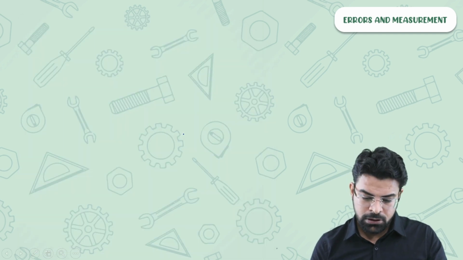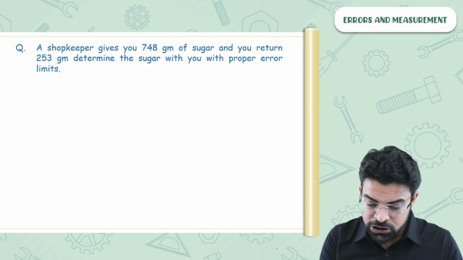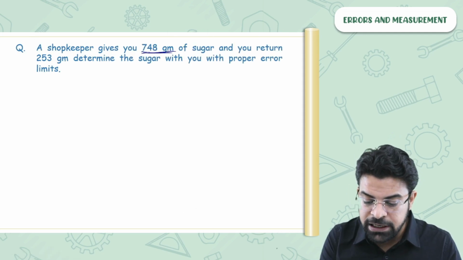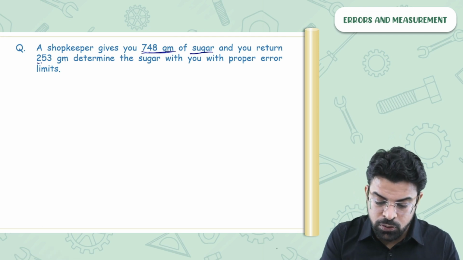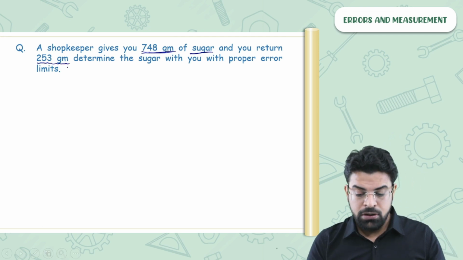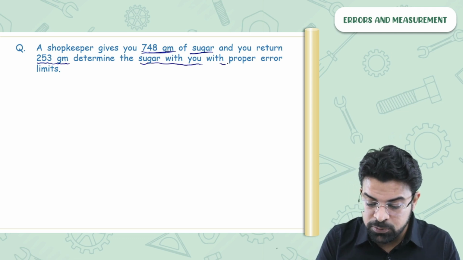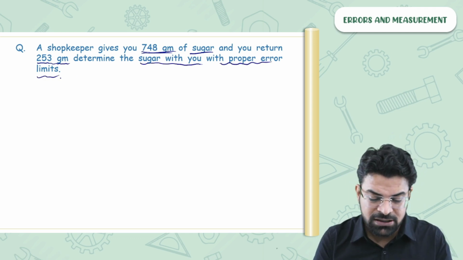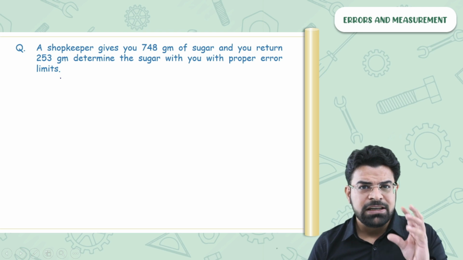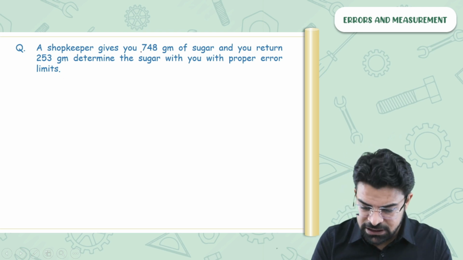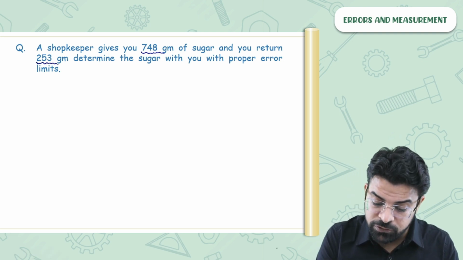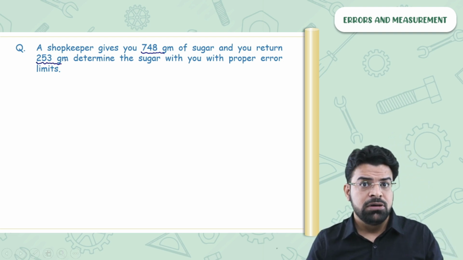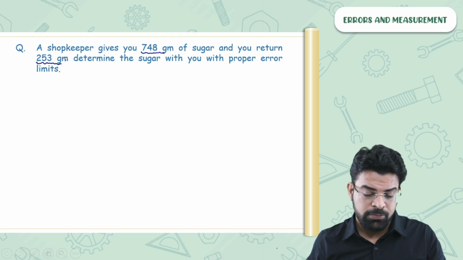Okay, let's do an example to understand this further. A shopkeeper gives you 748 gram of sugar and you return 253 gram. Determine the sugar with you with proper error limits. Sir, you haven't given me the error part. You have just said that the shopkeeper gives you 748 gram of sugar and you return 253 gram of sugar. How will I know what is the error part?